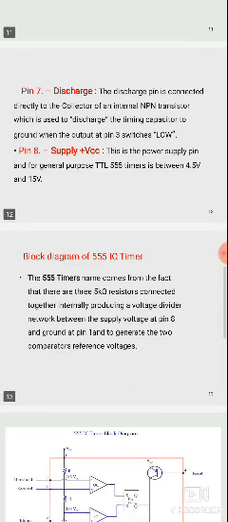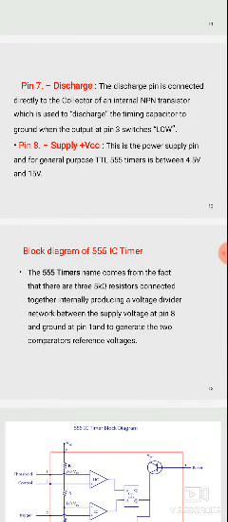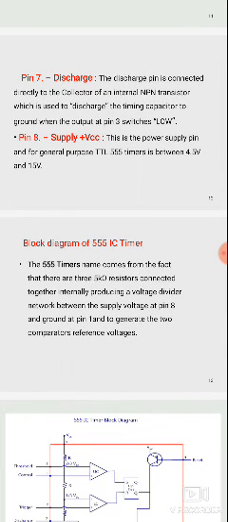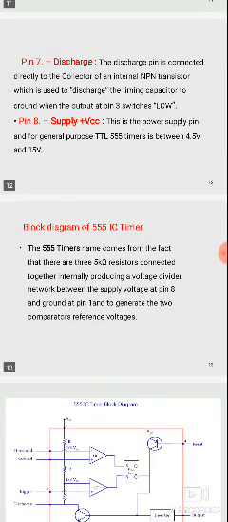The discharge pin is connected directly to the collector terminal of an NPN transistor. We already know the NPN transistor consists of 3 pins: emitter, base, and collector. So the discharge pin is directly connected to the collector terminal. The discharge of the timing capacitor is only used when the output stage goes from the high state to the low state, when the output pin switches to low.